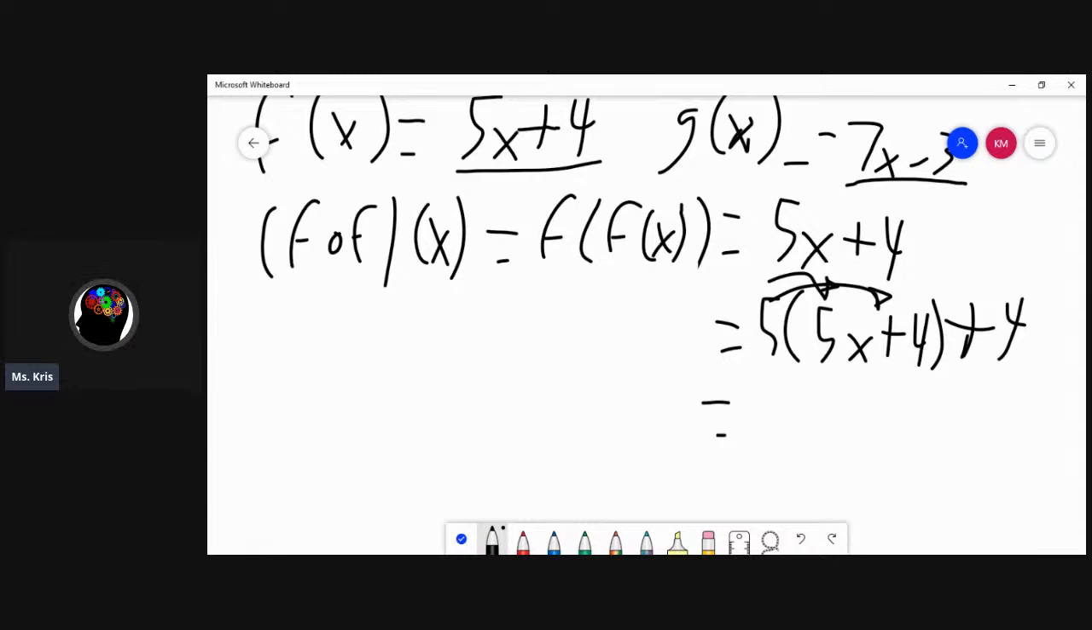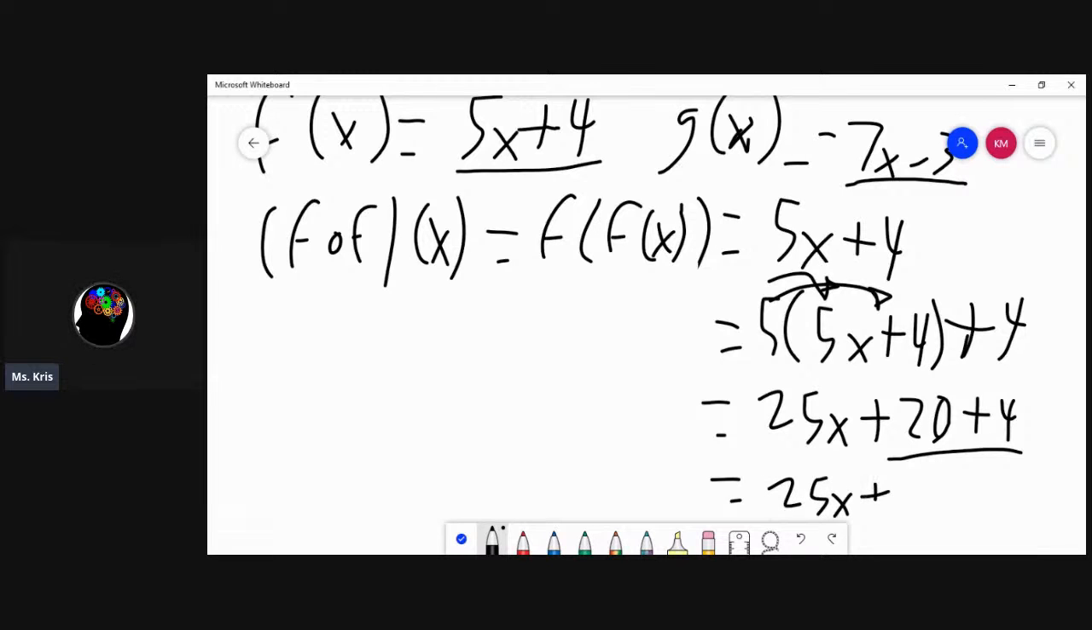Distribute, and 5 times 5x is 25x. 5 times 4 is 20, plus 4. And of course, combine like terms, and you have 25x plus 24. And so the function of f as it relates to itself is 25x plus 24.